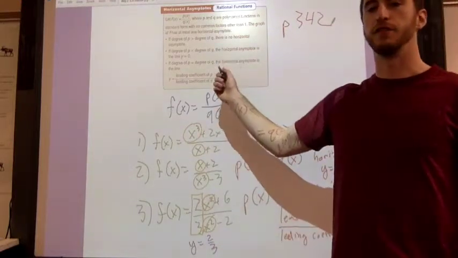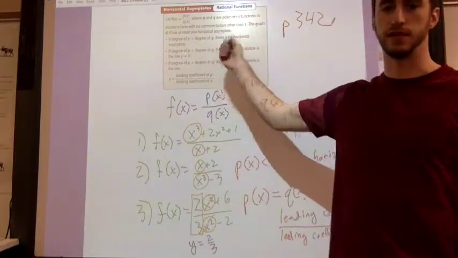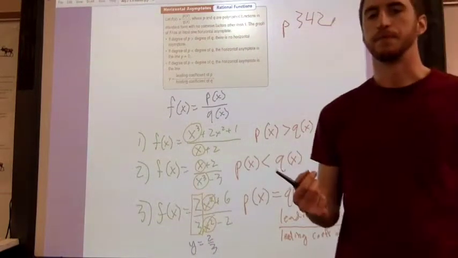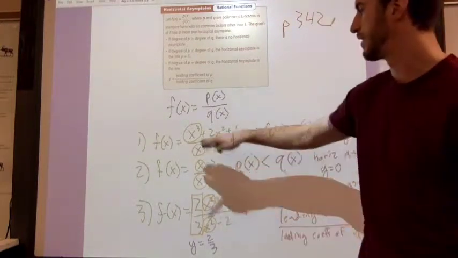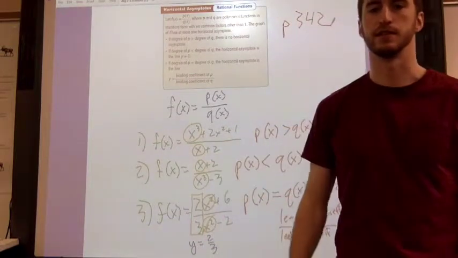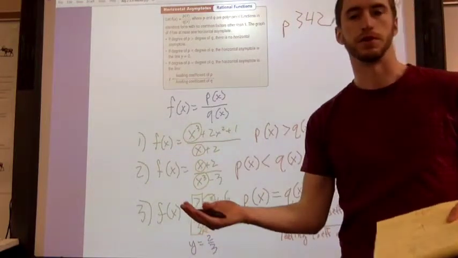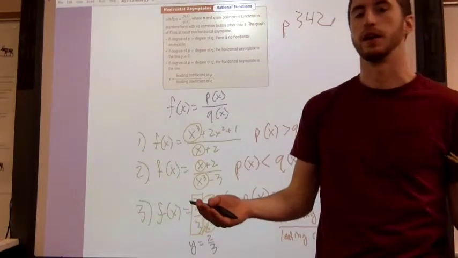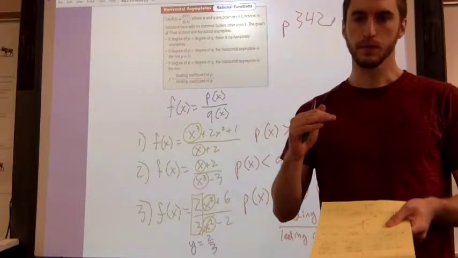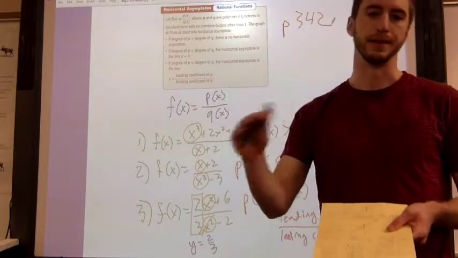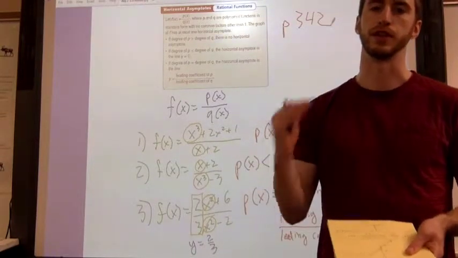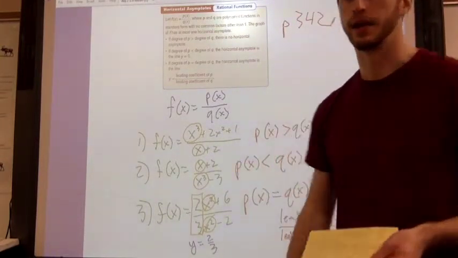But instead of memorizing just this table, I would encourage you to try and understand why these different cases result in no horizontal asymptote, a horizontal asymptote at 0, or a horizontal asymptote at the leading coefficient divided by the leading coefficient of the denominator. So hopefully you actually understand why that is. Okay.